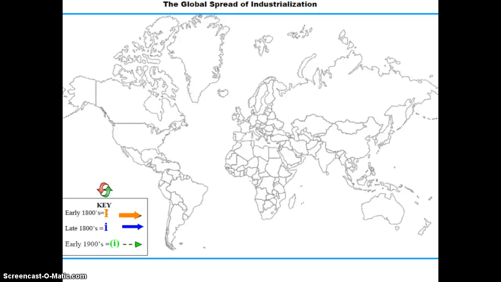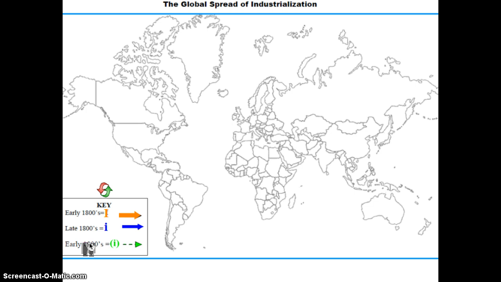Today we will work to fill in a map showing how industrialization spread. Let's begin by creating our key. If you take a look here, I've created a key using the colors orange, blue, and green. You can choose any three colors you wish. We begin by looking at the early 1800s, that is, those countries that are first to industrialize. Then we'll look at the countries that industrialized in the late 1800s, and finally we'll look at those countries that industrialized in the early 1900s.